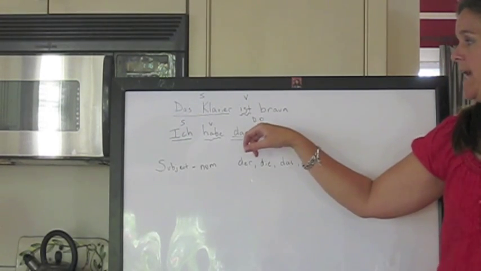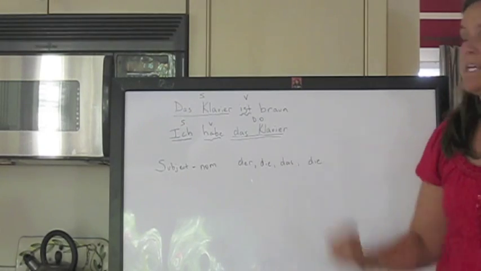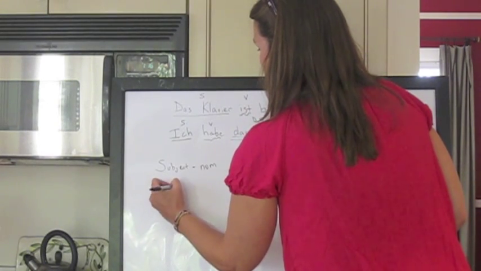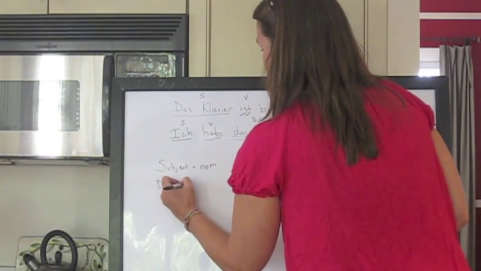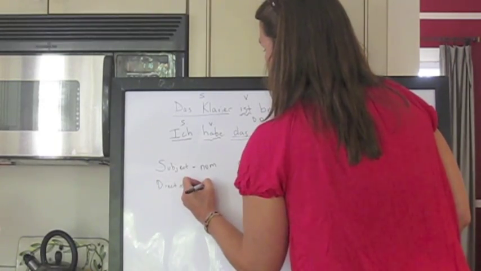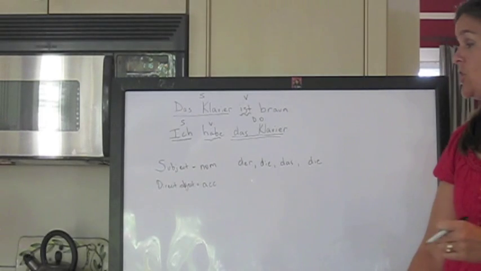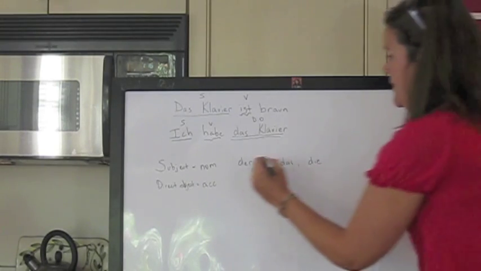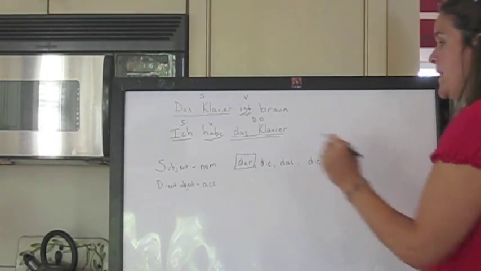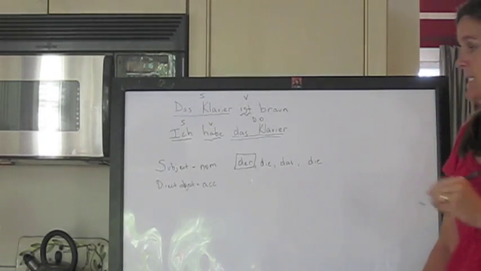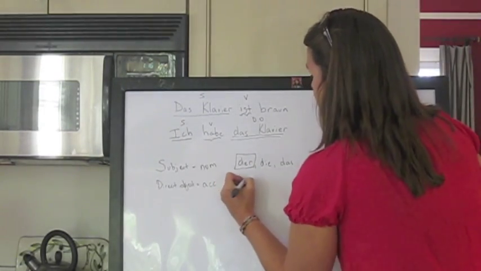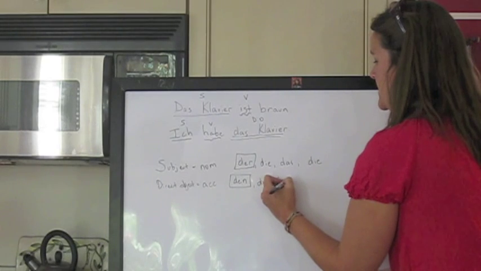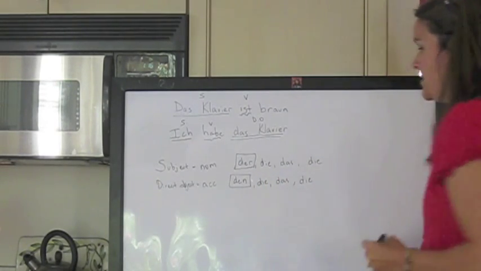The question here is, what happens when the object becomes the direct object in the sentence? In that case, the direct object is always in the accusative case. And the accusative case looks very similar to the nominative case, but with one exception, and that's your der. When a der word is used as the direct object in a sentence, it changes to den. The rest of them stay the same. Der, die, das, and die.